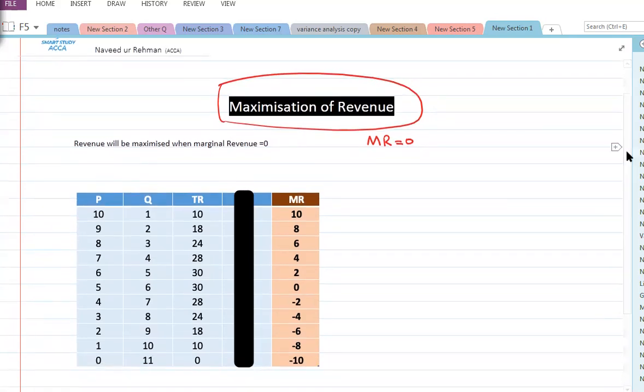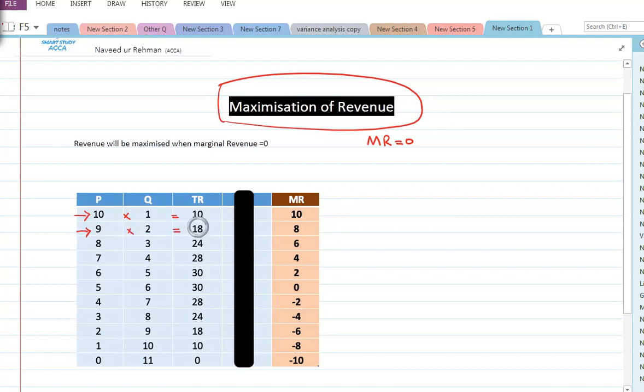Now I've given you a small example. If you see here, here is the price, quantity, total revenue, and marginal revenue. Marginal revenue means the revenue from selling one more unit. So let's say, for example, we are selling something for $10 and we can sell one unit. The quantity is one, so the revenue will be 10 multiplied by one, which is 10. Now, if you reduce the price, you will be able to sell more units. So let's say the price is reduced from 10 to 9. So now you can sell two units.